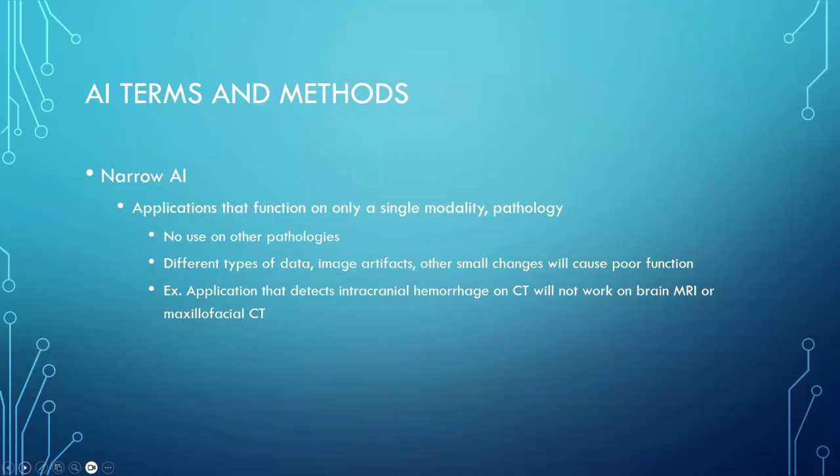And a very important concept to remember for the FDA cleared AI applications that are currently out there is that most of these AI applications are very narrow in their scope. So these are applications that perform a single task on a single modality and will not perform anything outside of their scope. So when we were talking about the intracranial hemorrhage application on the last slide, that only works on a head CT for intracranial hemorrhage.